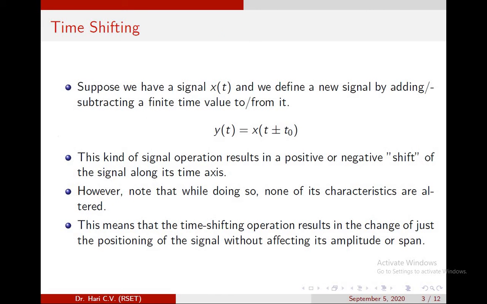The time shifting. Suppose we have a signal x of t and we define a new signal by adding or subtracting a finite time value to or from it. So we can define y of t which is equal to x of t plus or minus t naught. This kind of signal operation results in a positive or negative shift of the signal along its time axis.